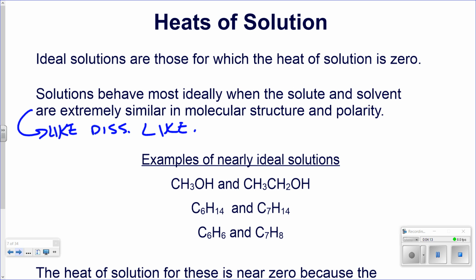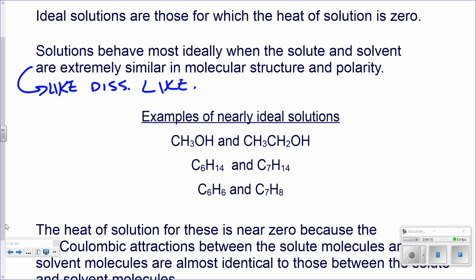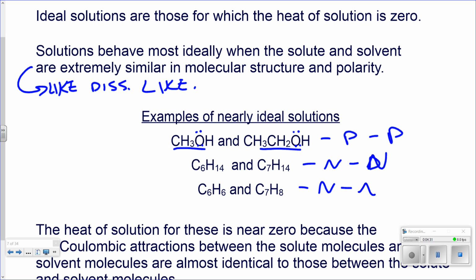So here we have nearly ideal solutions. This is methanol, this is ethanol, and notice they both have hydrogen bonds, okay? So this is something where polar will dissolve in polar. In this particular case, this is nonpolar dissolving in nonpolar. And again, the same thing right here, nonpolar dissolving in nonpolar.